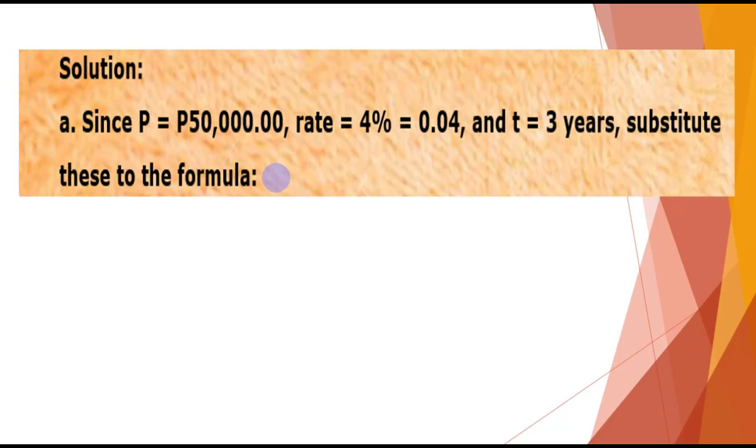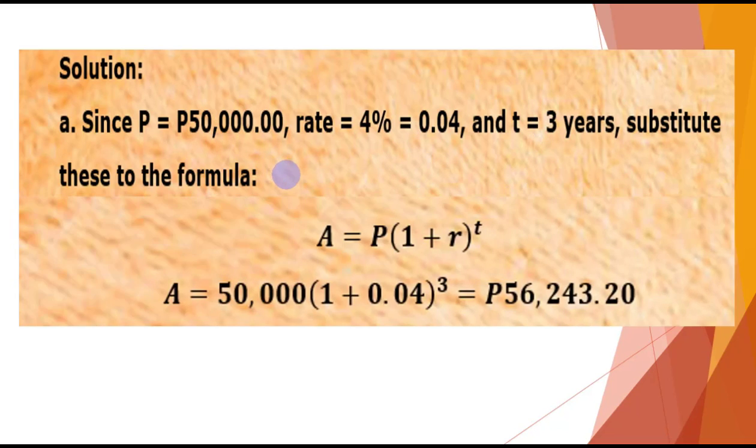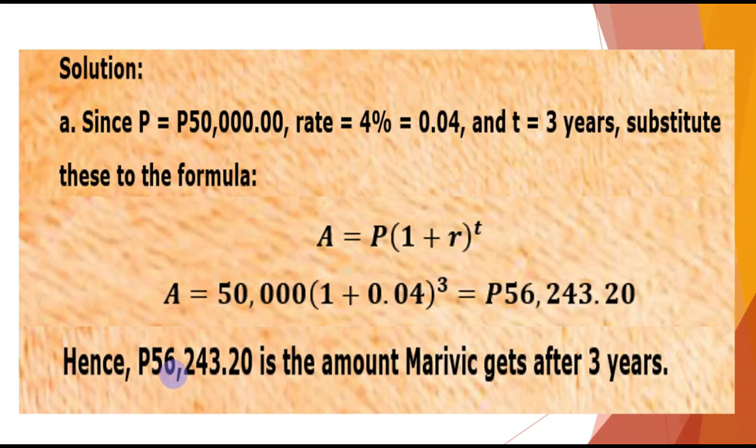We are to substitute these given values to the formula capital A equals capital P, the principal amount, times 1 plus R raised to T. So A is the total money invested after T years. So we have the value A equals 50,000 times 1.04 raised to 3, which is 56,243 pesos and 20 centavos. Hence, 56,243 pesos and 20 centavos is the amount Weii will get after 3 years.